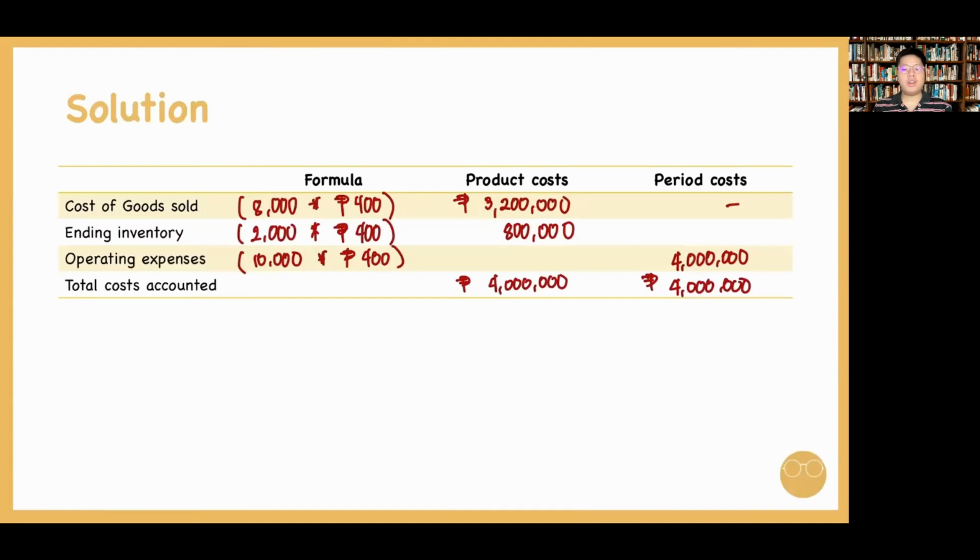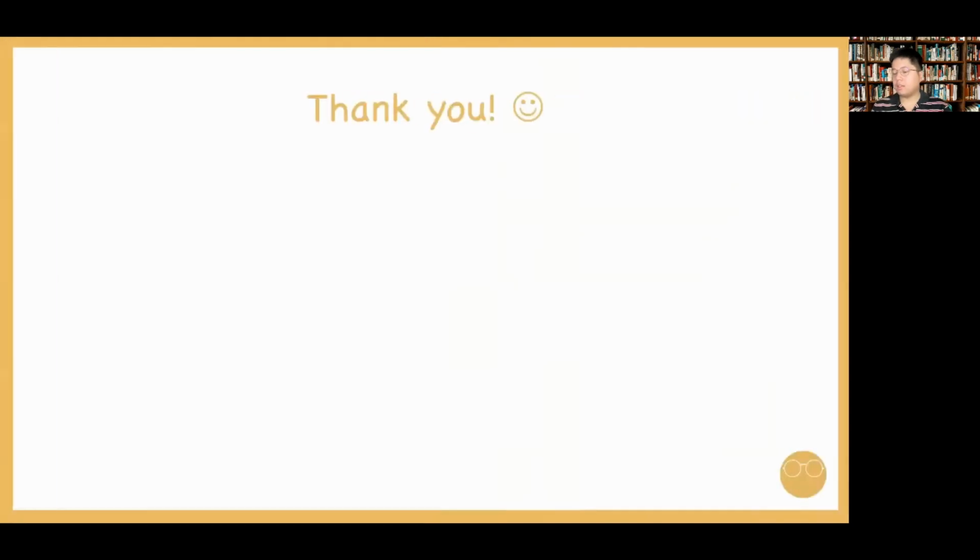Remember that under the variable costing system, the entire 4 million is deducted as an outright operating expense and no amount is deferred to inventory. That's the end of our introduction lecture video for the variable costing.